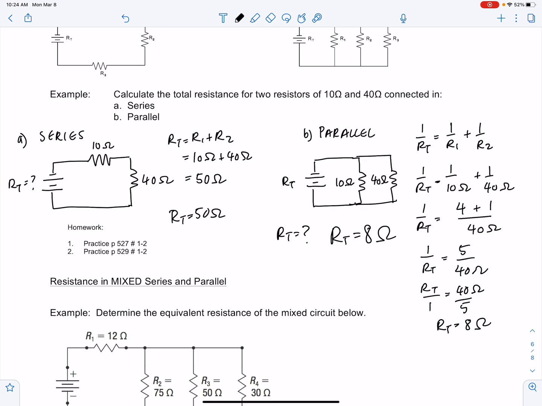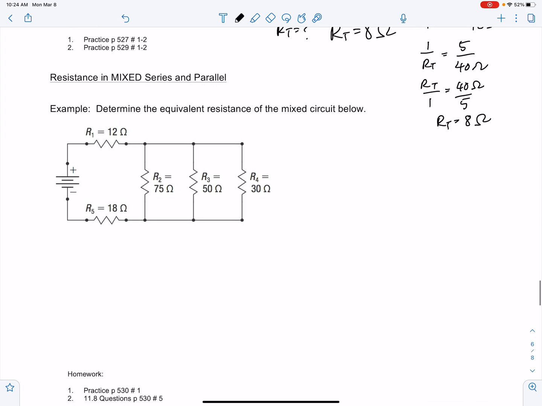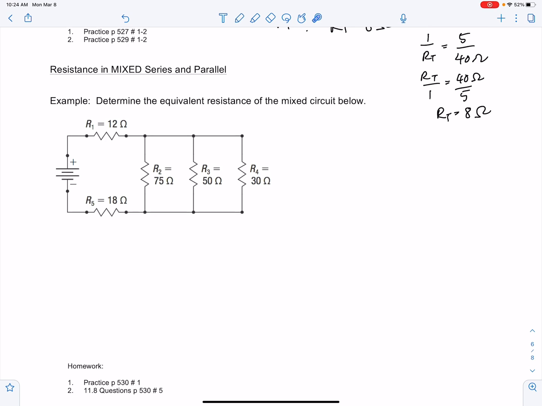Okay, what we've done so far is exactly what you've learned to do back in grade 9. And in grade 11, we're going to step it up a little bit more by doing resistors that are in mixed series and in parallel. So if we take a look at this example, we have these three resistors, R2, R3, and R4, that are in parallel with one another, while R1 and R5 are in series with one another.